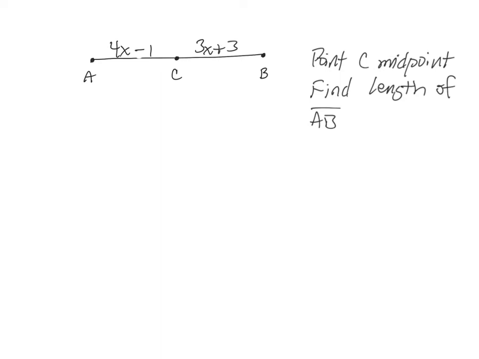Sorry about that, kind of lost it there, but point C is a midpoint, find the length of AB. Alright, so if C is a midpoint, I know that, let me write it differently. I know that AC is congruent to CB. And so yesterday when I talked about this word congruent, I said sometimes we say it's equal.